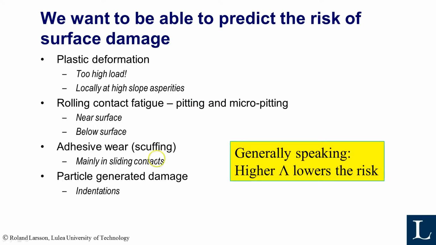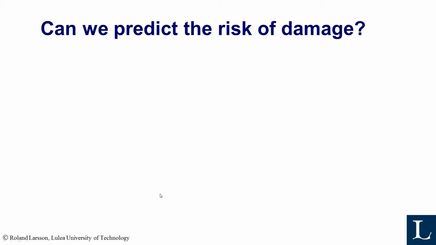If you have a very thin film, the surfaces may come in contact, especially when they slide, and then you can reach very high temperatures, and you may have wear, or what we call scuffing. And of course also, if these tiny films are only less than a micrometer, they are very sensitive to particles. So if a particle is entrained, then you normally have a problem. Well, now we know that a high lambda is good, but can we predict the risk of damage, and can we predict the lambda?